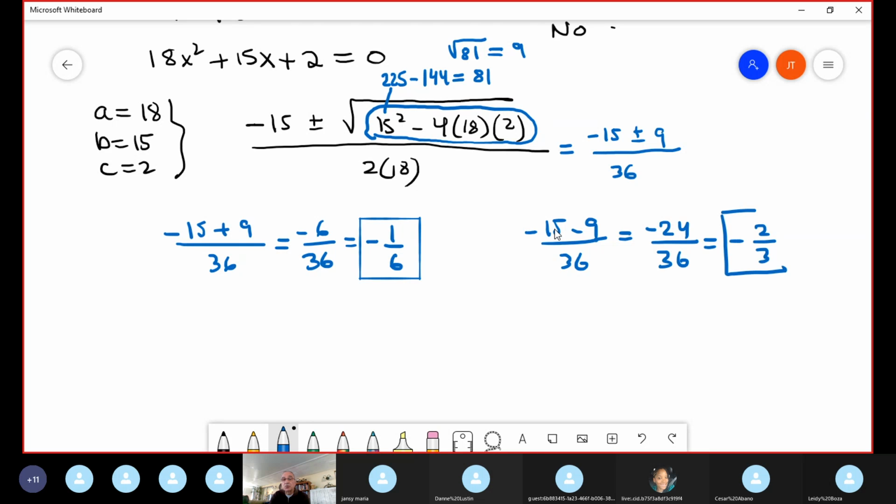Okay, and the solution set. Remember, this is my way, guys. But you leave it like that, put in two boxes, and that's it. I understand very well. The solution set is negative 1 over 6, comma, separated by comma when you have multiple solutions, negative 2/3. End of the story. Any question?